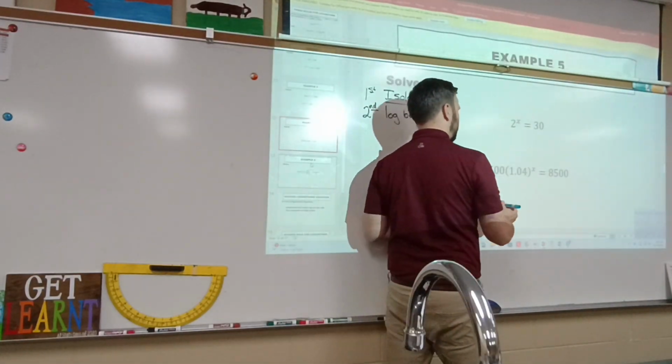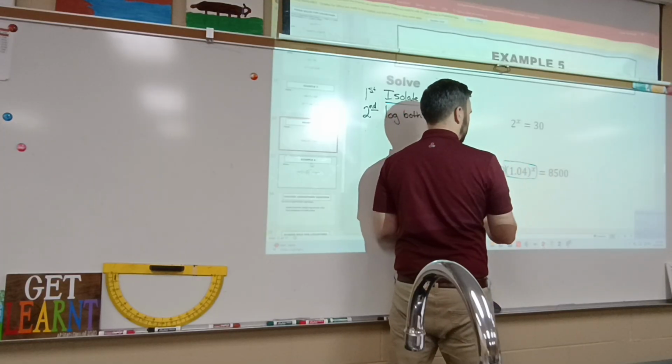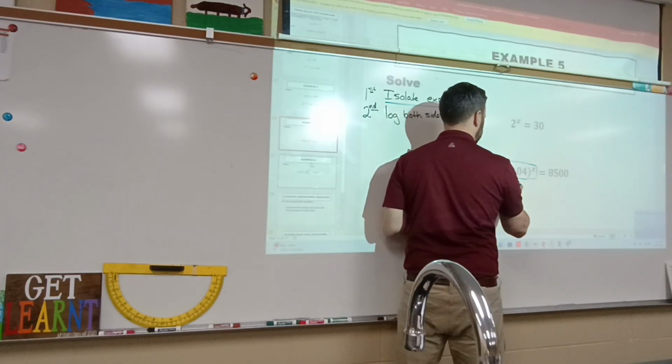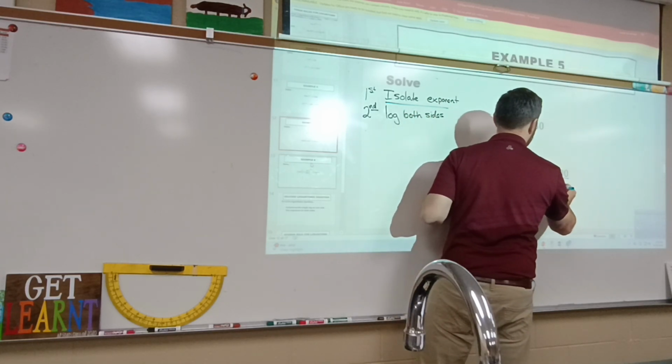Is this isolated yet? No. So I got to ISO it. Always ISO.